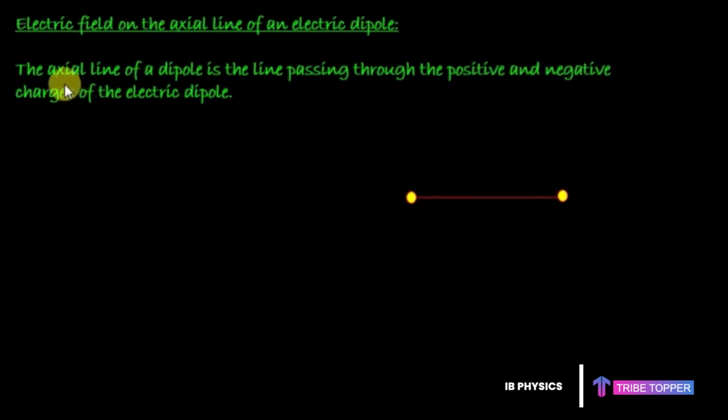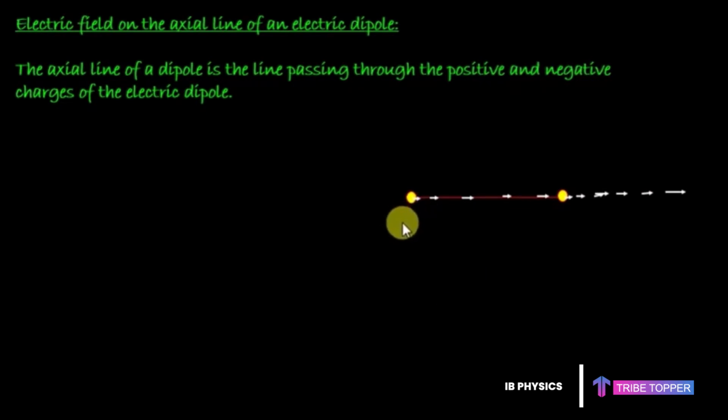Now first we need to know what is the axial line of a dipole. See, a line which passes through the line joining the centers. This is the line which joins the centers of two equal and opposite charges. These are the two charges of a dipole. So if we continue this line further, this is an axial line of the dipole. So we have to find the electric field at this point.